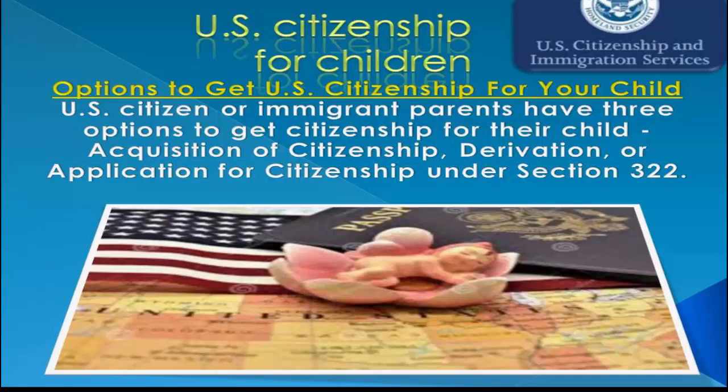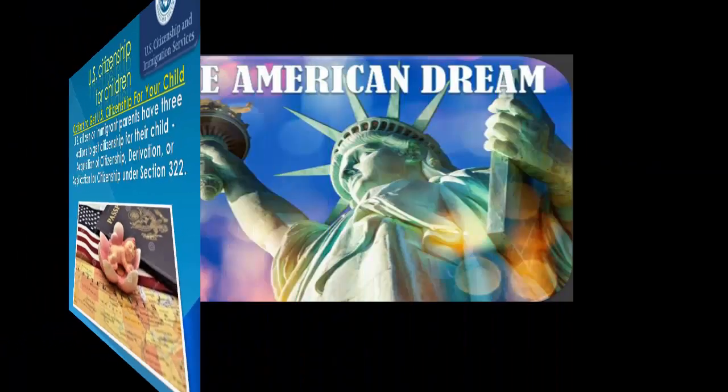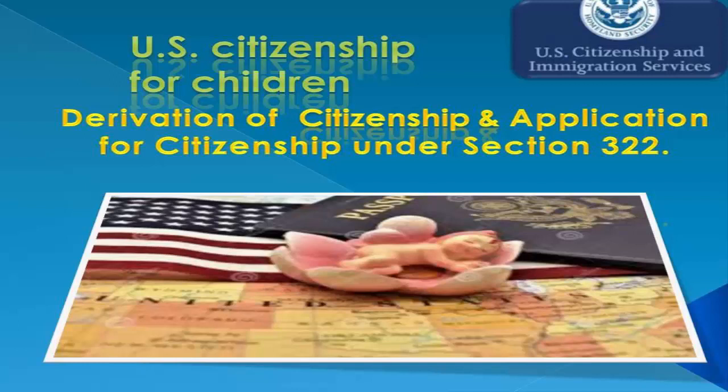U.S. citizenship for children. Options to get U.S. citizenship for your child. U.S. citizen or immigrant parents have three options to get citizenship for their child: acquisition of citizenship, derivation, or application for citizenship under Section 322. Derivation of citizenship and application for citizenship under Section 322.